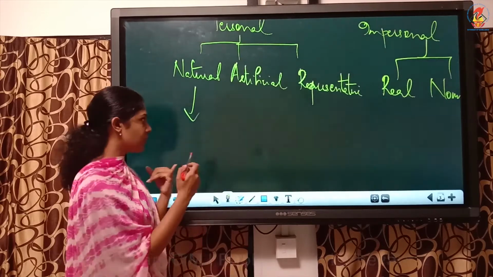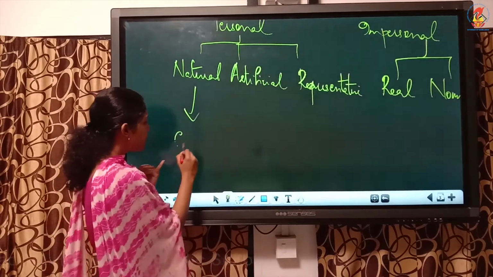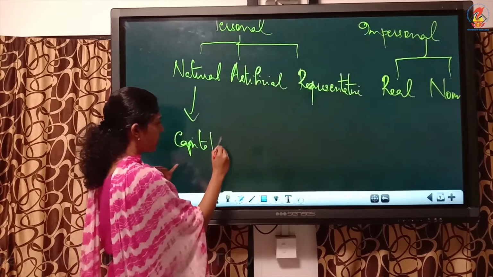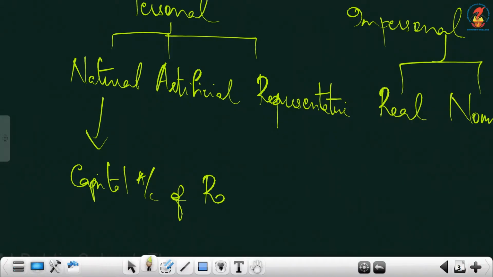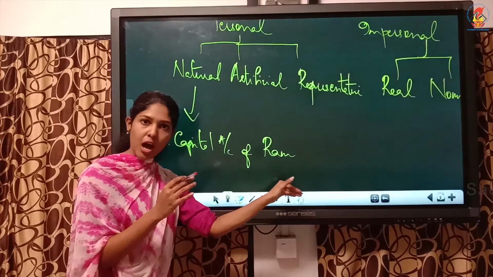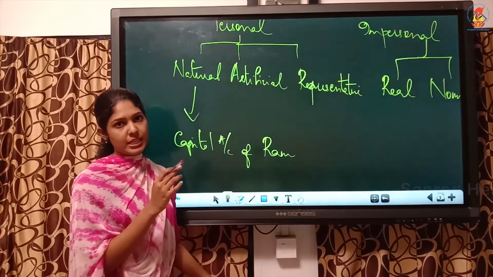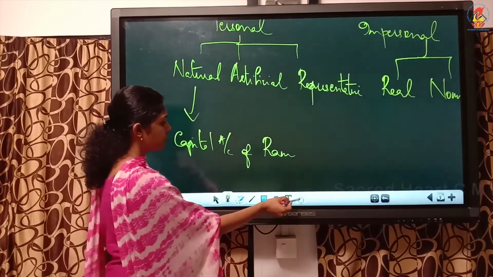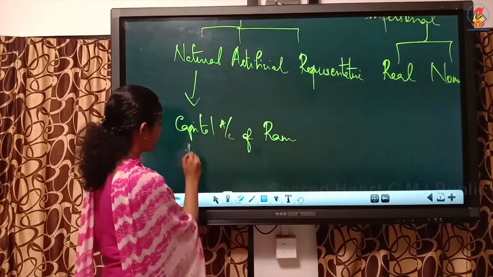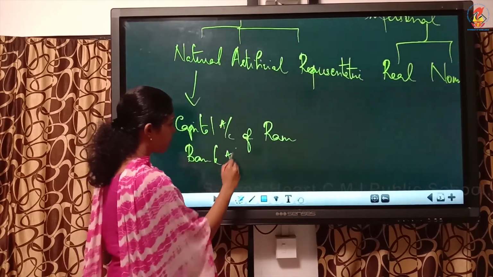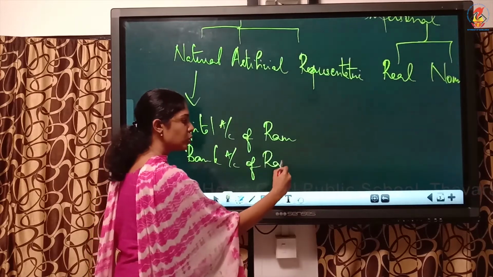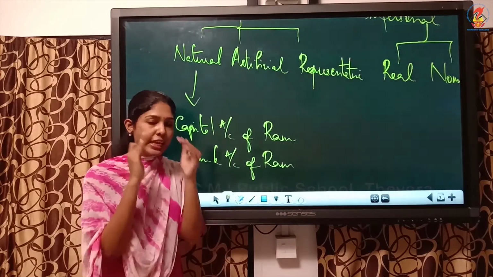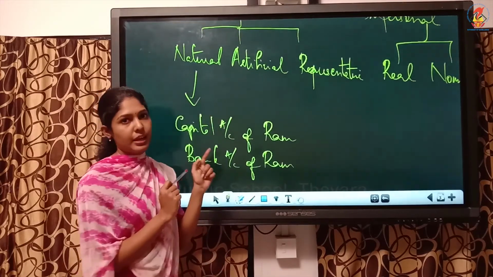So examples we can write: capital account of Ram, if Ram is your owner. Ram is a person, Ram is the owner, and capital account of Ram is a natural personal account. Or bank account of Ram, that is again natural personal. Understood? So accounts that you open in the name of individuals will come under natural personal.